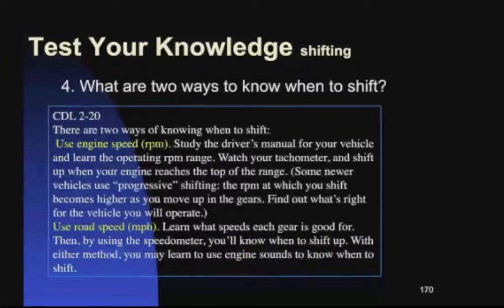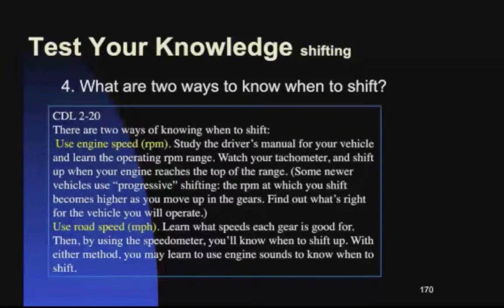Question 4. What are 2 ways to know when to shift? There are 2 ways of knowing when to shift. Use engine speed, or RPM. Study the driver's manual for your vehicle and learn the operating RPM range. Watch your tachometer and shift up when your engine reaches the top of the range.